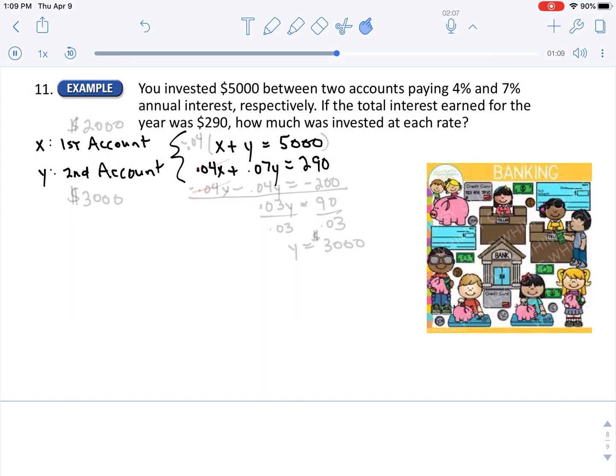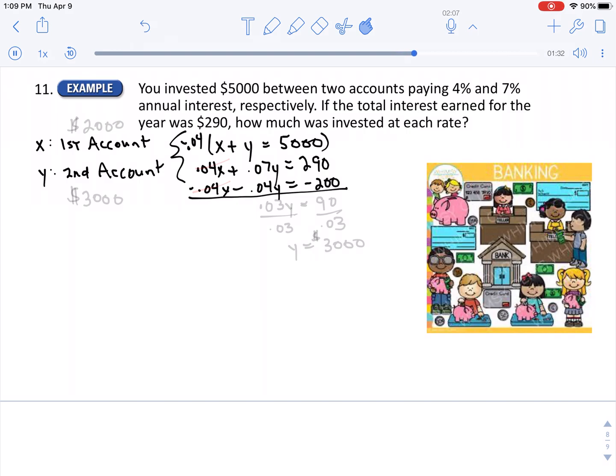Now, in order to solve this system, I'm going to take that first equation, and I'm going to multiply it by a negative 0.04. So then when I distribute that, I get a negative 0.04x minus 0.04y equals 5,000 times 0.04 ends up being a negative 200.